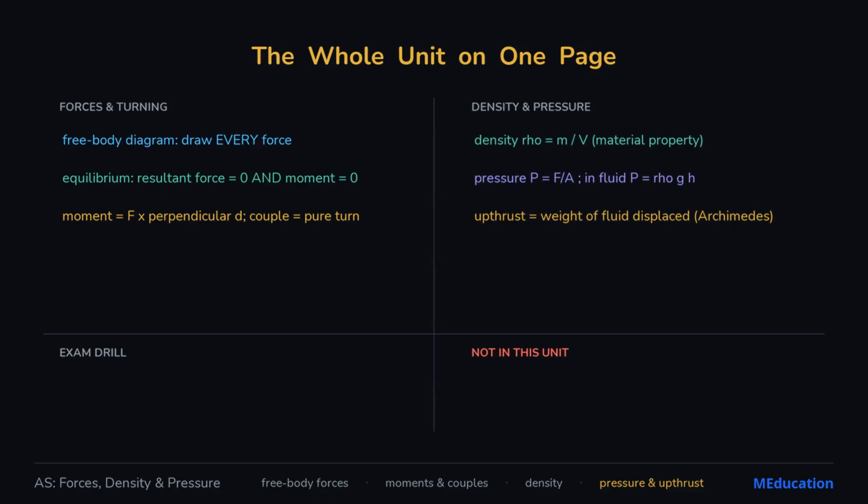Density is mass over volume, a property of the material. Pressure is force over area, and in a fluid it grows with depth as rho gh. Upthrust is the weight of fluid displaced, and when it equals the object's weight, the object floats.